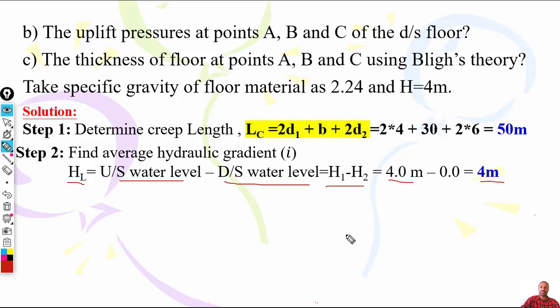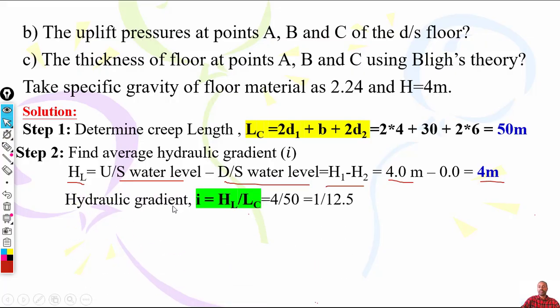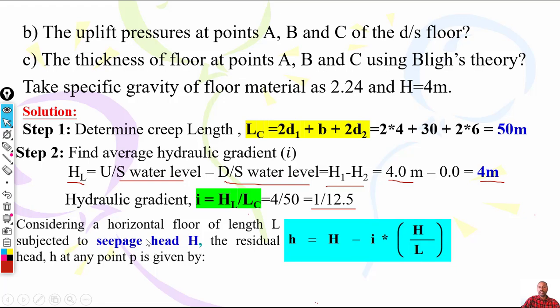Then next step, so you have again just hydraulic gradient, which is head loss divided by total creep length. So you get this value, which is important. So this is hydraulic gradient, and then next to this one, considering a horizontal floor of length L subject to seepage head, the residual head at any point P is given by this equation. At any point P will be computed using this equation.